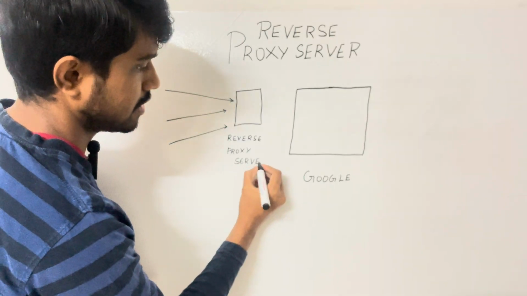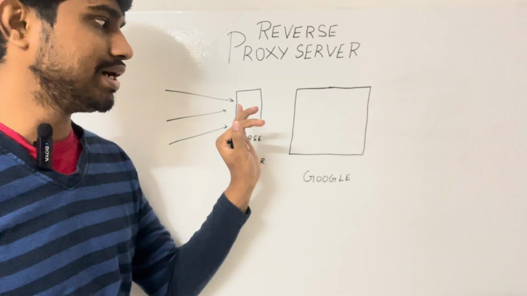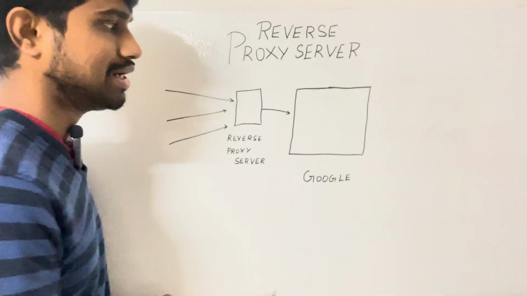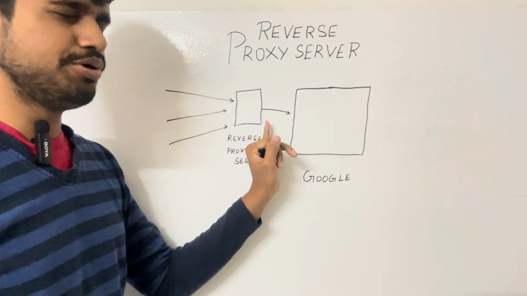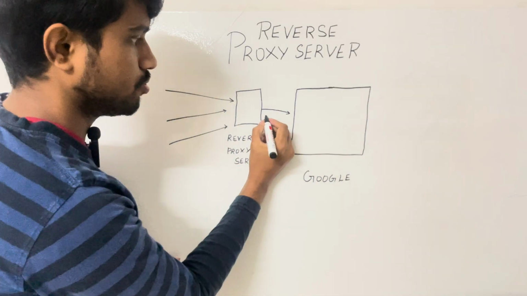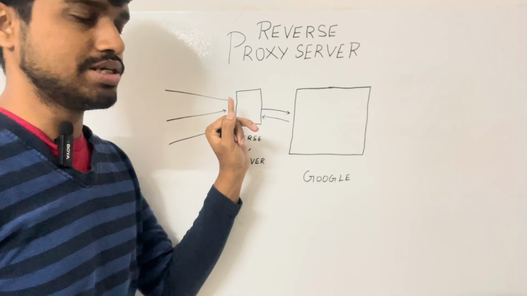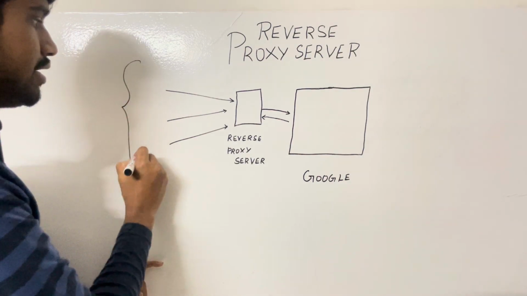Right, which will get all the requests from the internet, and this will be the one that hits the actual Google computer, which will send you back the YouTube videos. So it will not send you directly; it will send to the reverse proxy server, and that will send to all the devices here on the internet.